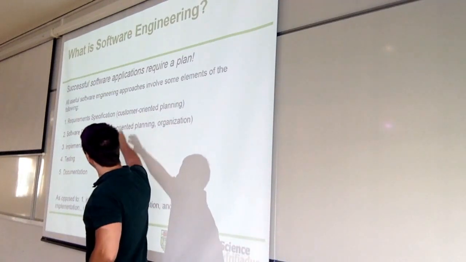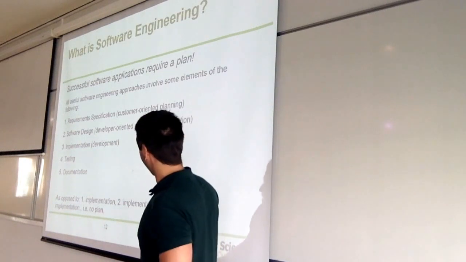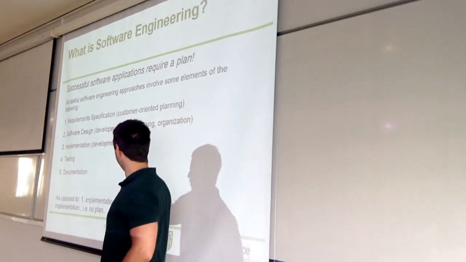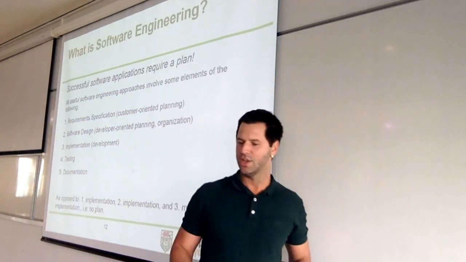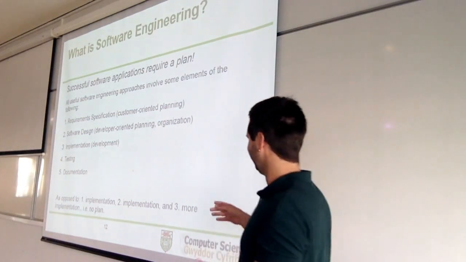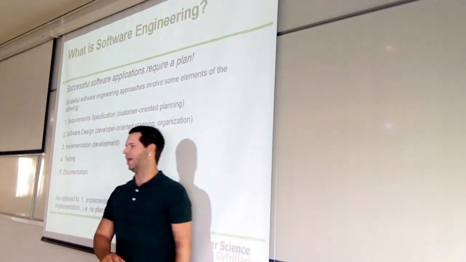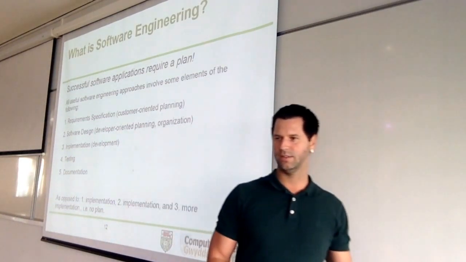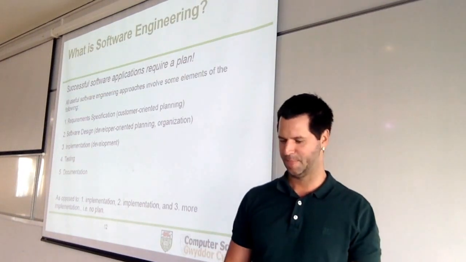And this is a planning process, right? 1, 2, 3, 4, 5, and this is opposed to implementation, and 3 more implementation. So implementation, and 3 more implementation is not a plan. There's no plan. But this is what people know about, right?